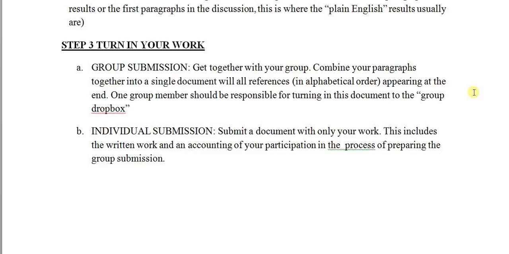So that's the draft introduction. That's what you need to do by the date on the syllabus. If you have any questions between now and then, as always, don't hesitate to email me.